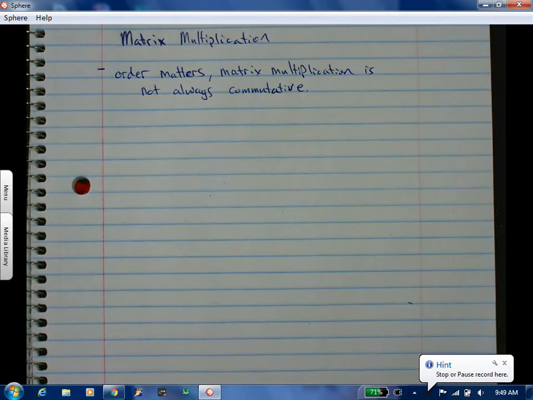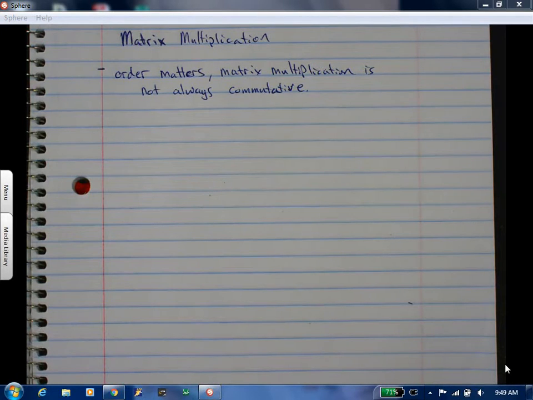What's that? Commutative property, remember, is when you can switch the order in which you multiply. So, does 5 plus 1 equal 1 plus 5? Yeah. 5 plus 1 is 6, 1 plus 5 is 6. So, addition is commutative. You can switch the order in which you add. 5 times 1 is the same as 1 times 5. Multiplication is commutative. So, matrix multiplication is not always commutative. So, it is sometimes, but most of the time it's not.